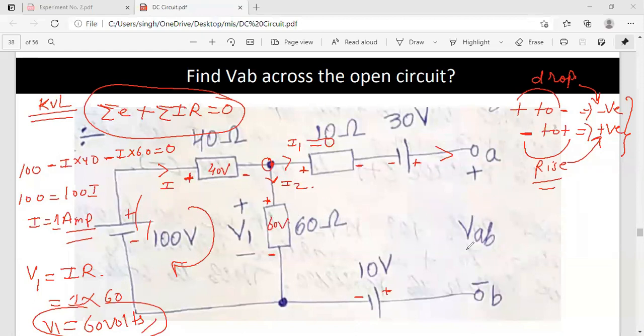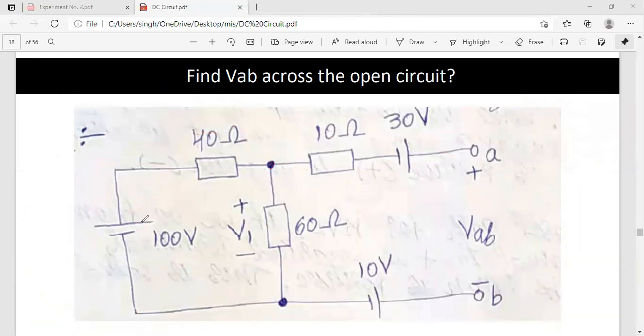Now what about this VAB? Okay, so I'll just remove everything.